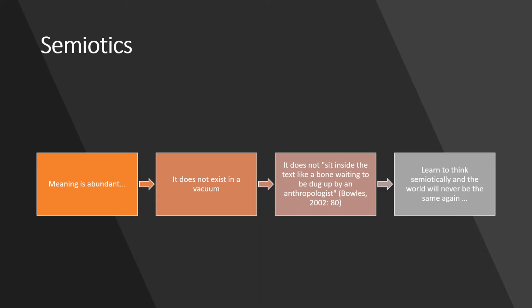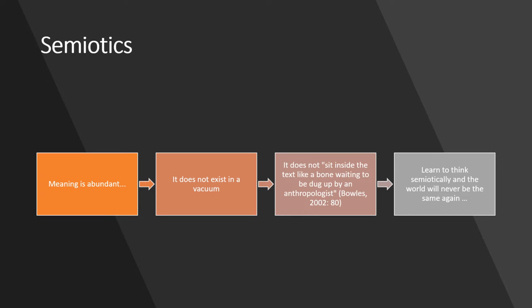Underpinning the idea of semiotic theory are these 4 points. The first point is that meaning is abundant. Meaning is all around us. The world is made up of signs. Once you become familiar and more comfortable doing semiotic analysis, you will be able to understand the world as one enormous text which can be read.